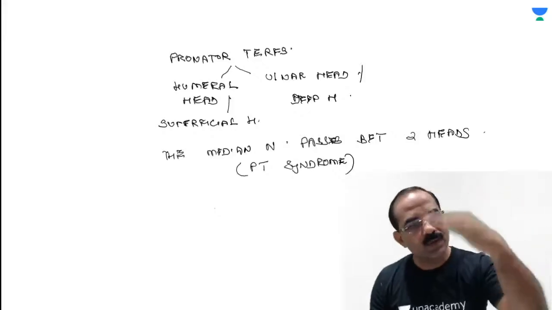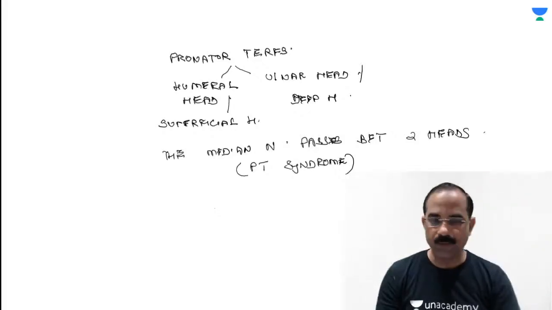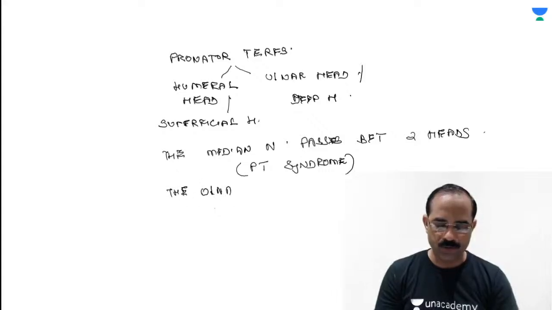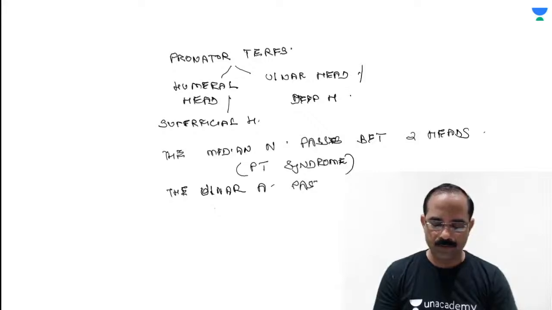And there's someone who goes deep to the deep head. Who goes deep to the deep head? The ulnar artery. These points are very important, students. Understand this: the ulnar artery passes deep to the deep head. I hope you are understanding this.